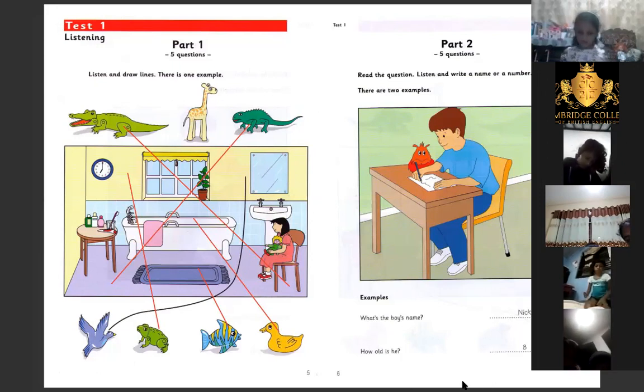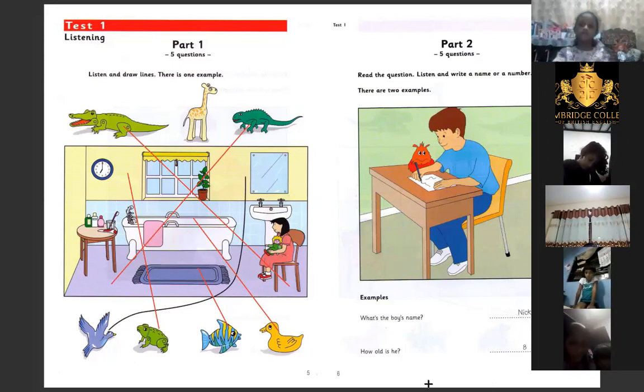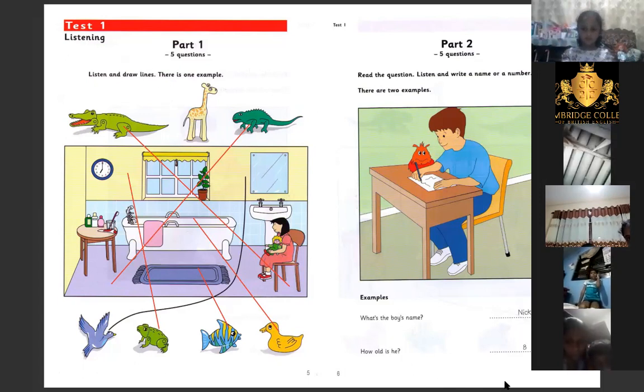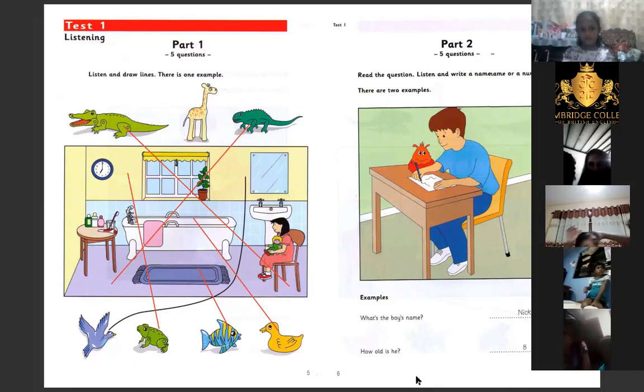Okay, now you can all see the answers. Now listen to part one again. Then that is the end of part one. Look at this. First one.